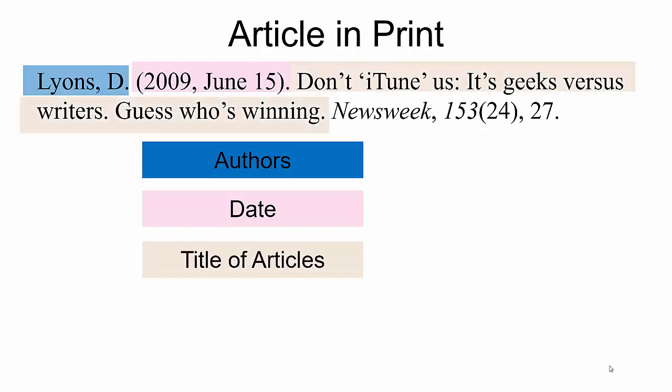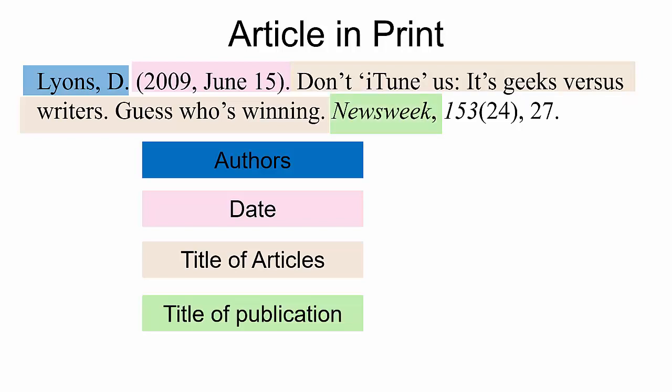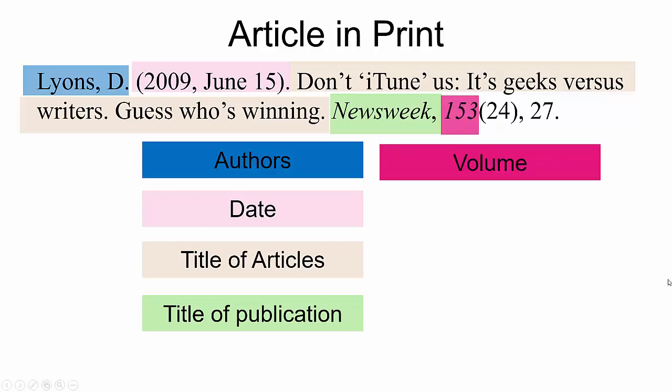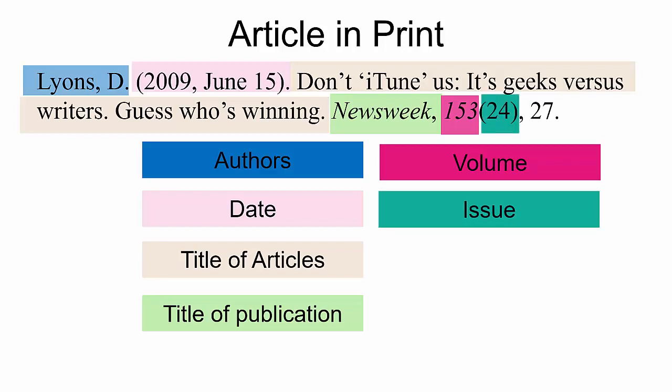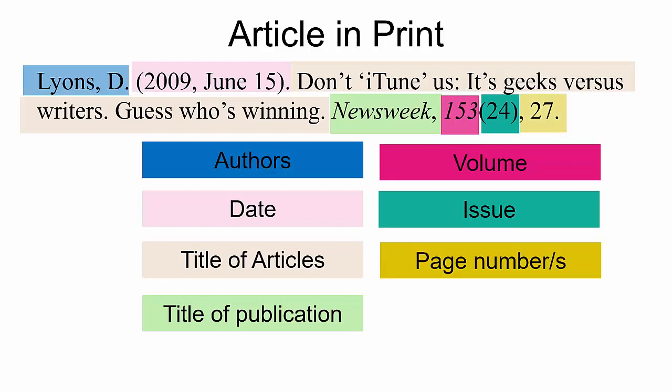In the title of the article, only the first word, proper nouns, and words after the colon, semicolon, and period are capitalized. In this example, you will see that iTunes is capitalized, as well as "it's" after the colon and "guess" after the period. The title of publication is in capital letters and italics. The volume follows the title of the publication with a comma and is also italicized. Next is the issue number, which is within parentheses but not italicized, followed by a comma, the page numbers.